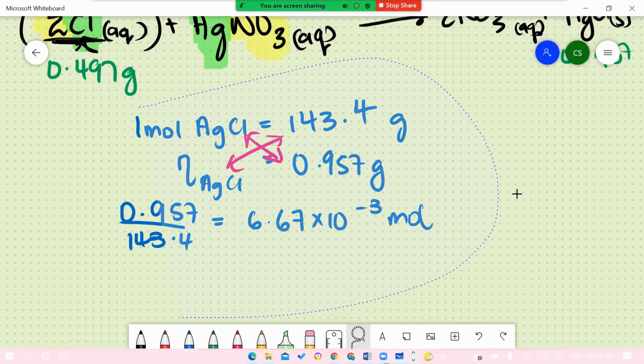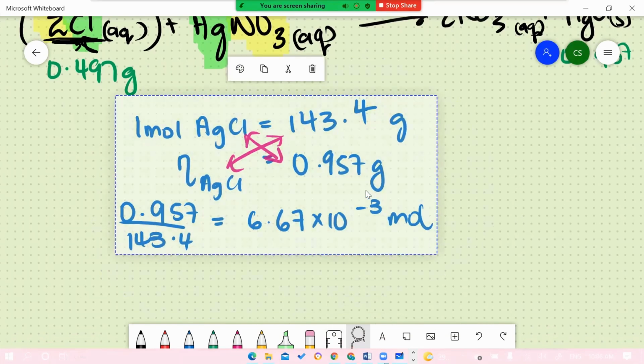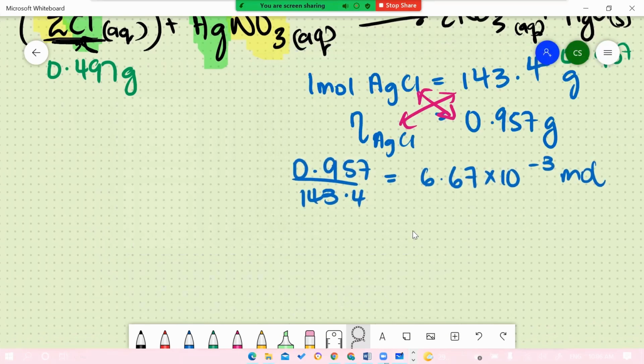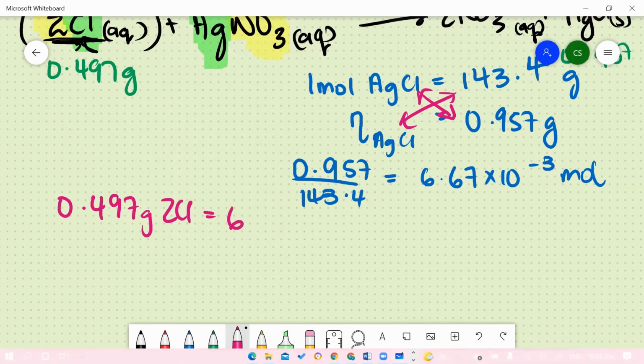With this information, we now know that 6.67 times 10 to the negative 3 moles of AgCl would be equal to the number of moles of ZCl, right? Yes, because they're in a 1-to-1 mole ratio. Very good. So what we know about this now is that 0.497 grams of ZCl is equal to 6.67 times 10 to the minus 3 moles. You see that? Yes, I see that. Because that's the mass of ZCl in the sample.